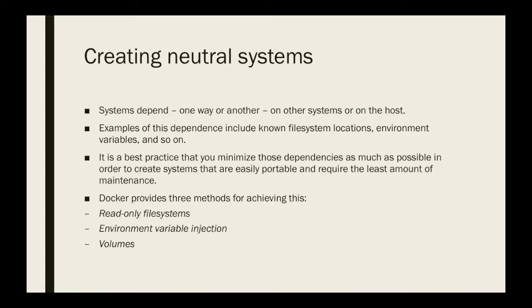We need to create a system that can be easily portable from one system to another, to take the system from your development machine and put it on a production machine, or on another test machine, and it should work the same way it works on your machine. And this is the whole point of using Docker. Docker provides three methods for this approach, which are read-only file systems, environment variable injection, and volumes. Volumes will be discussed in detail in a later section in this course. So let's have a look now at read-only file systems and environment variable injection.